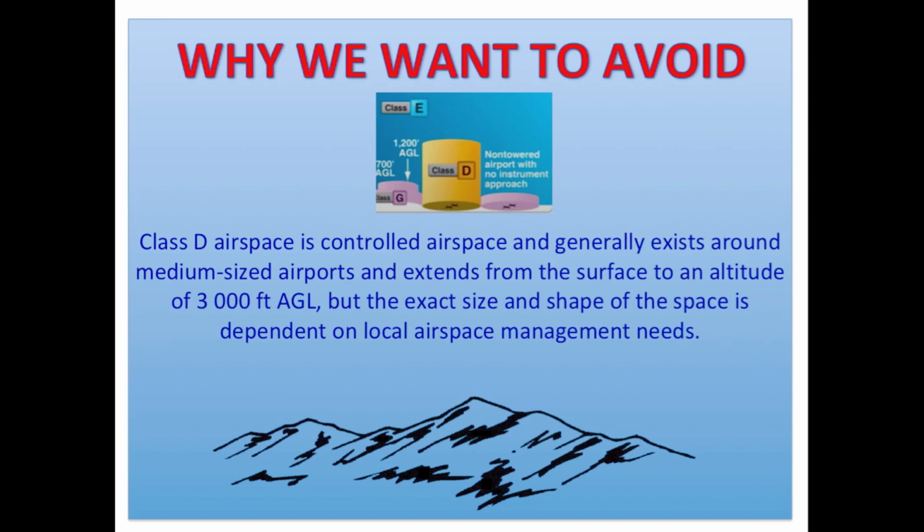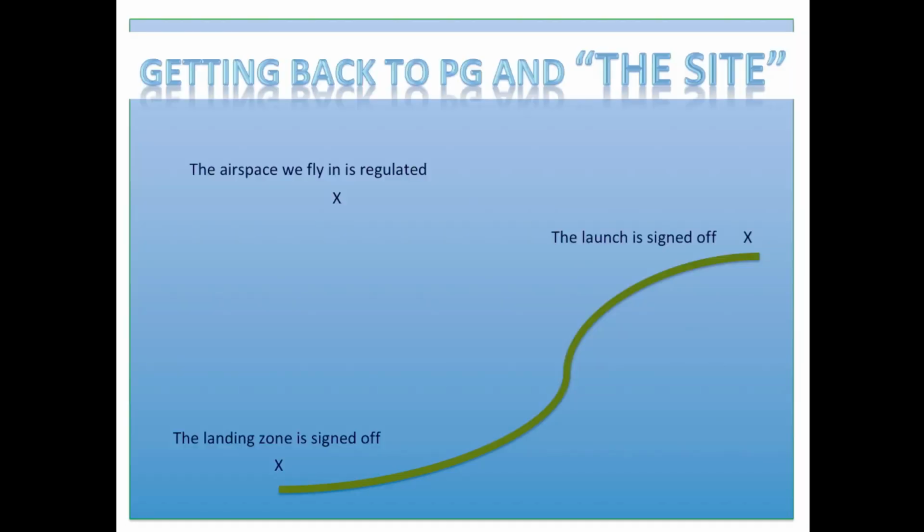Now that we've spent some time talking about the airspace that we do not fly in, let's spend some more quality time on the airspace we do fly in. So the airspace we fly in is regulated, the launch is signed off, and so is the landing zone. Interestingly enough, other aircraft that are flying VFR can come and fly in our area as well. We do have a designation to the airspace in this area, and we're now going to get into more detail of what this is all about.